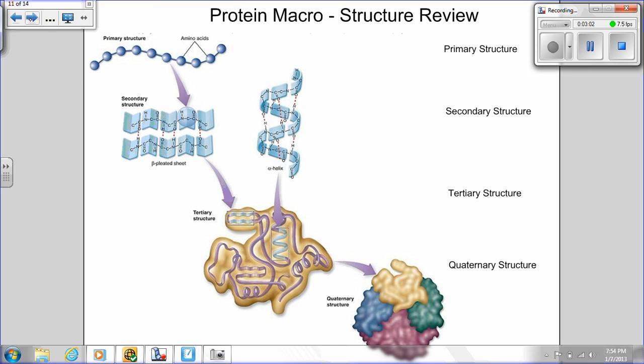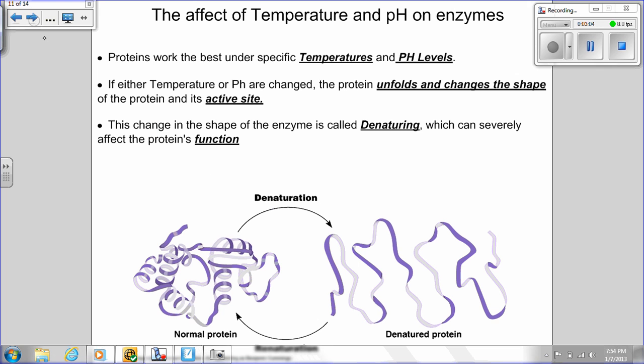So one thing that ends up happening and can affect enzyme reactions is temperature and pH. Before break, we talked about this very briefly, and it was on your quiz, but I'd like to talk about it again because it's important for understanding how different conditions can affect enzymes and the functioning of enzymes. So if we look, proteins work best under specific temperatures and pH levels. Let me give you an example, for instance.